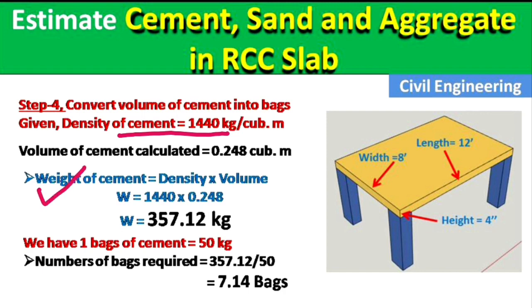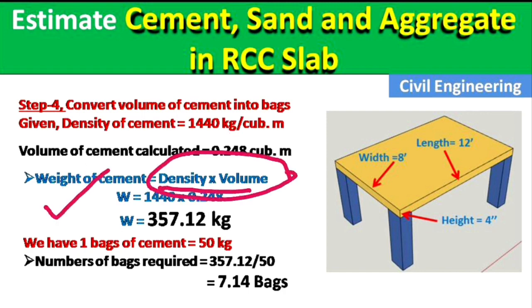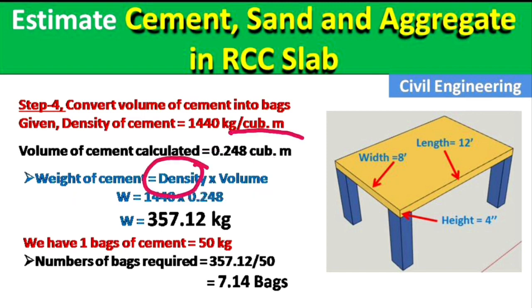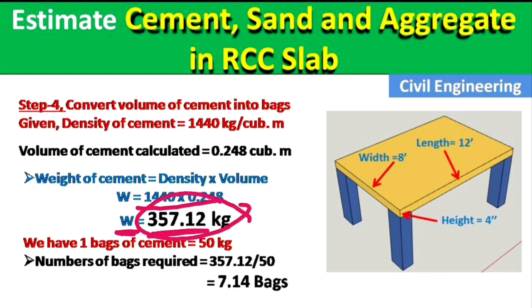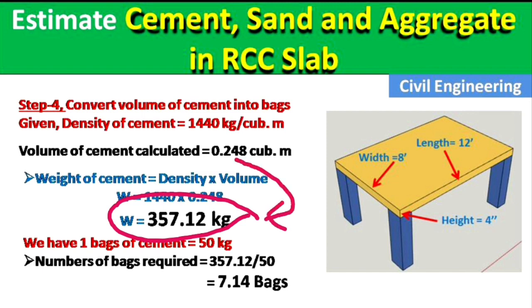Now the weight of cement will be density into volume. It is the formula to calculate the weight of any matter. So density is 1440 kg per meter cube and volume is 0.248. Multiplying all these values we will get the weight of cement as 357.12 kg. We require 357.12 kg of cement. We have converted this volume into kg.